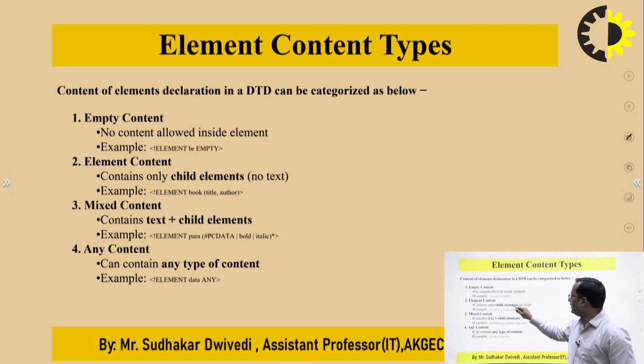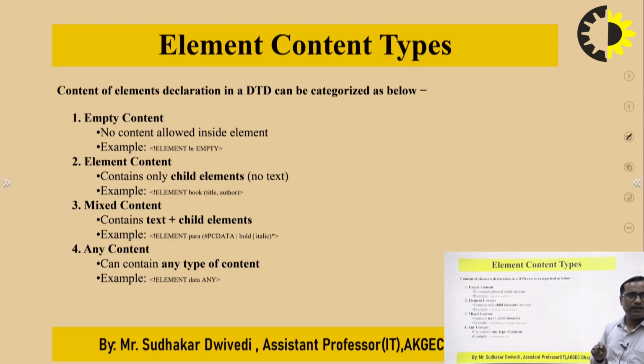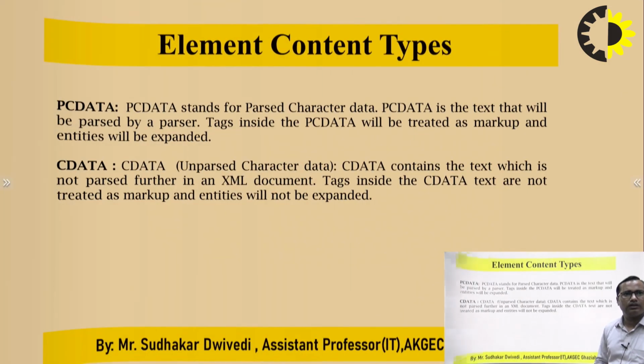If there is no content inside the element, we can write EMPTY. And if there is some element content, then we write ELEMENT, then the element name, and whatever elements are inside it. If there is mixed content, that means there is text and also some child elements, we write ELEMENT, then the type of element, in this format. And if it can contain any content, we write ANY. So this is the way we can represent the content.